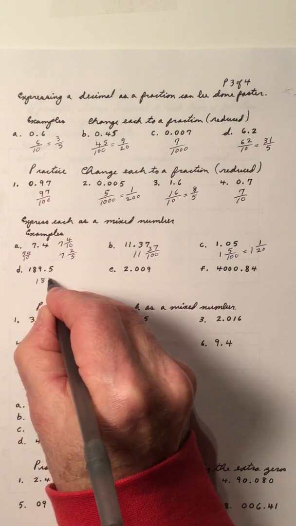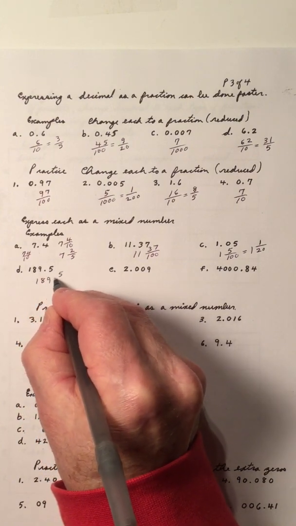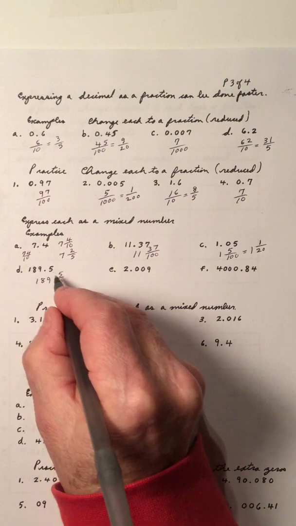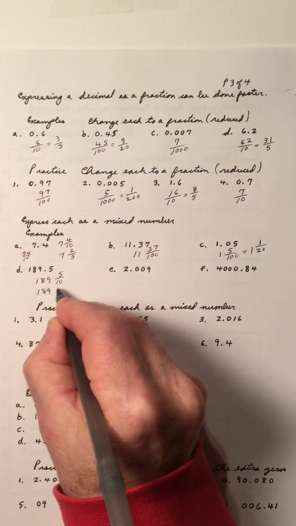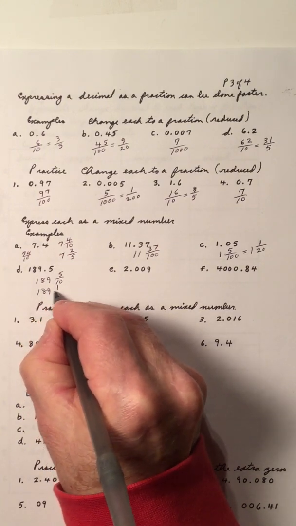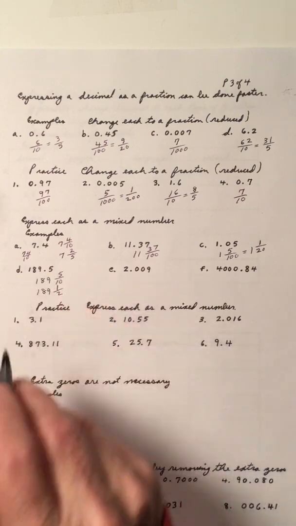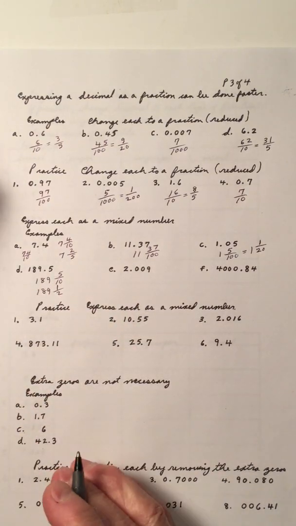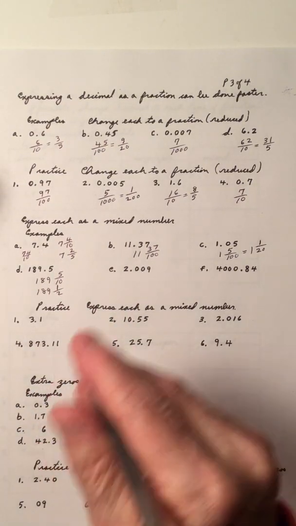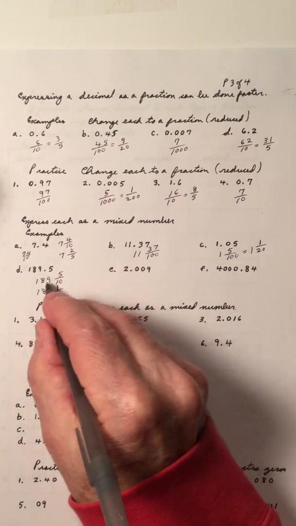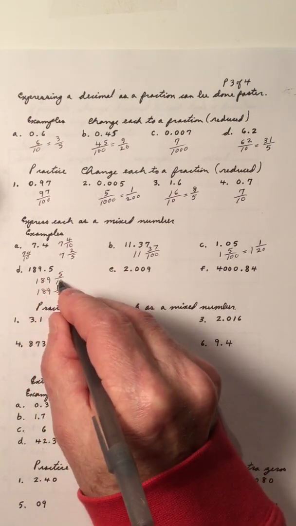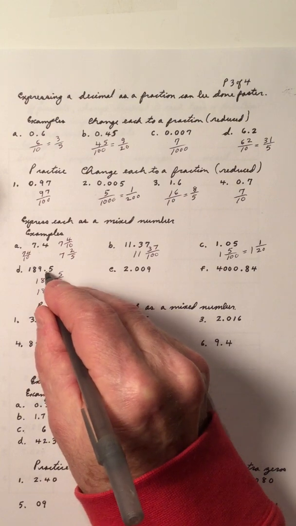Then 189 and 5 over 10, because 5 is in the tenth place. So that's 189. 5 into 5 goes once, 5 into 10 goes 2. So 0.5 is 5 out of 10. 0.5 is a half. You've got to memorize. So without working that out, even though I wrote 5 over 10 because of the place value, I know that 0.5 is a half.